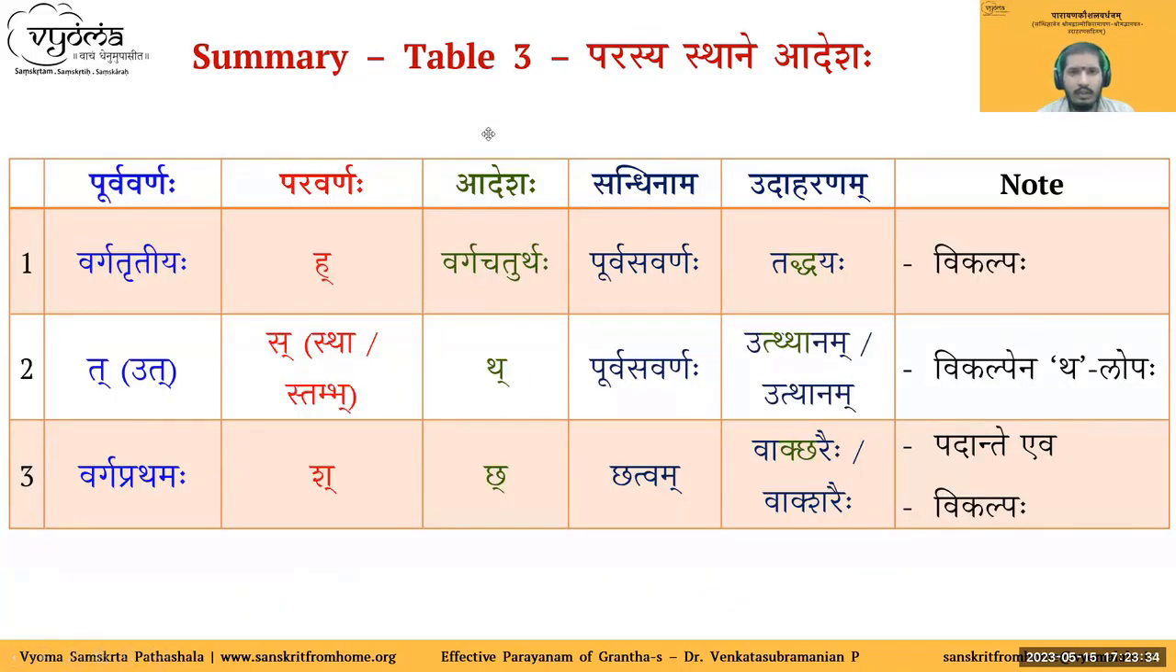So, the next type of Vyanjanasandhi which we saw was wherein we get the Adesha in place of Paravarna. Here the first Sandhi is Purvasavarna Sandhi. In Purvasavarna, we saw two rules predominantly. The first rule states that if the Purvavarna is Varga Tritiya, that is the third letter of a Varga, and if the Paravarna is Hakara, then we get the Adesha Varga Chaturtha, that is the fourth letter of the Varga, in place of Hakara. So Hakara is replaced by the fourth letter of that Varga.